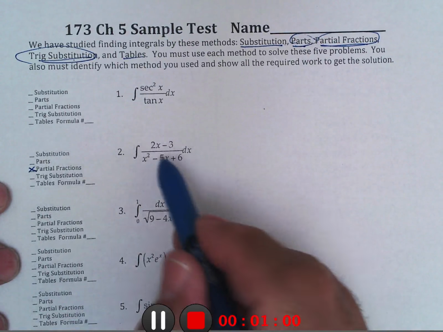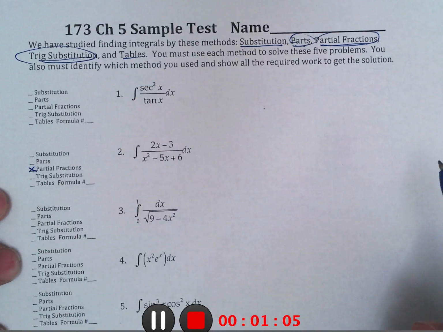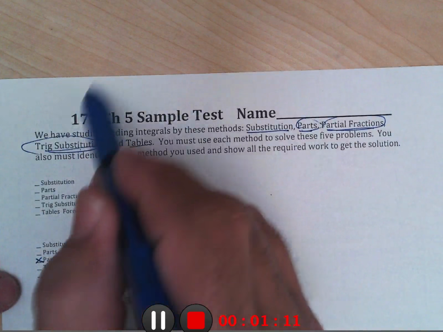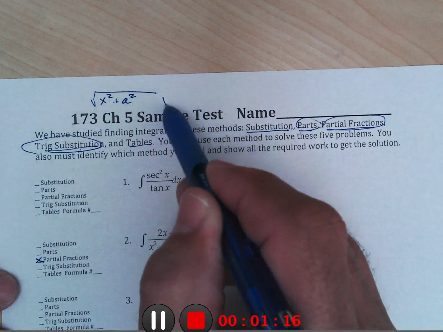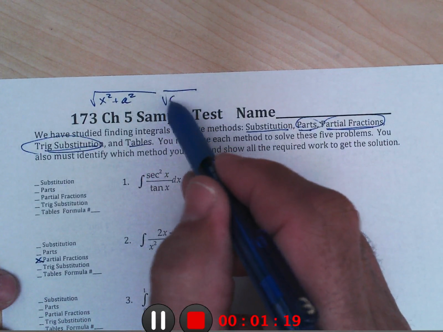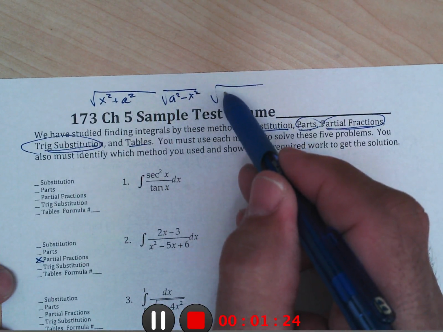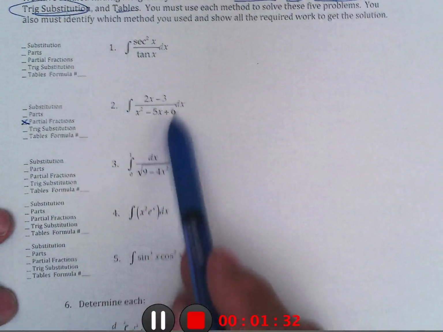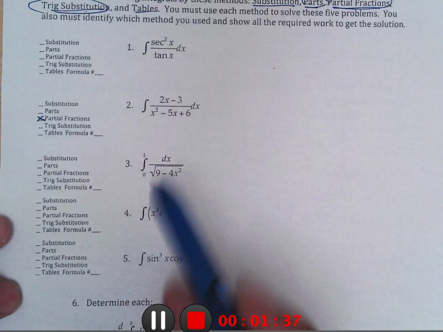So let's see. Now I need to do maybe a trig sub. Well, the trig sub involves those things that look like the square root of x squared plus a squared, or the square root of a squared minus x squared, or the square root of x squared minus a squared, or maybe those things squared. I don't see that in here. I don't see it in here. I see it here, but I don't see it here or here. So this one probably is my trig sub problem.